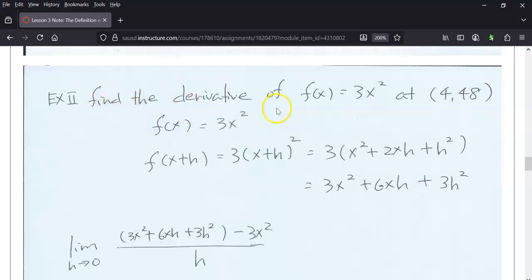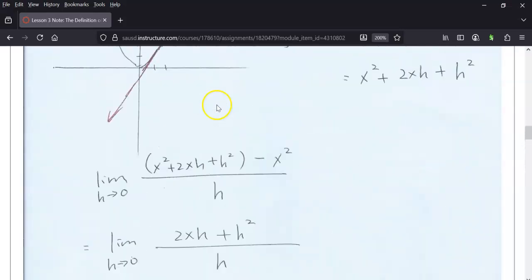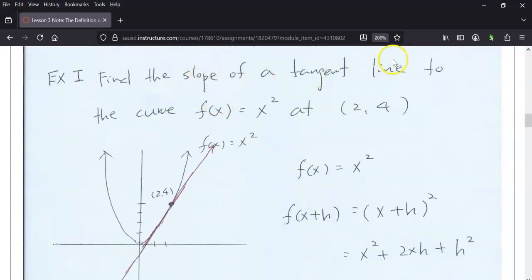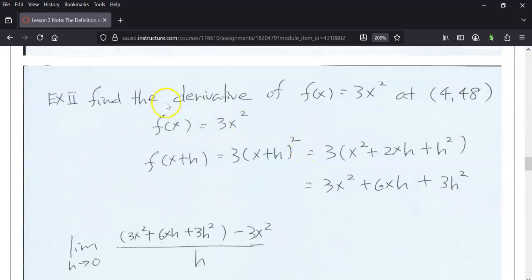Find the derivative of f of x equals 3x squared at x = 4. I just want you to get used to the idea that the derivative, the physical meaning, is the slope of the tangent line. It's the same thing. So we can easily say: find the slope of the tangent line to the function 3x squared at this point, x = 4. Same question.